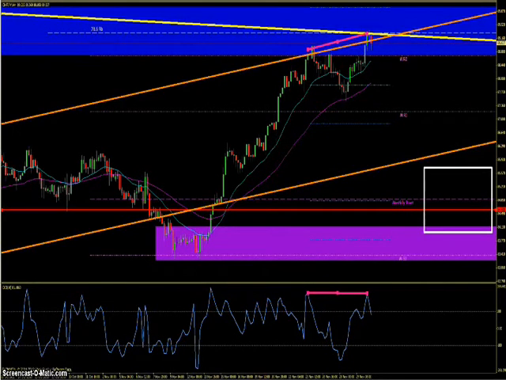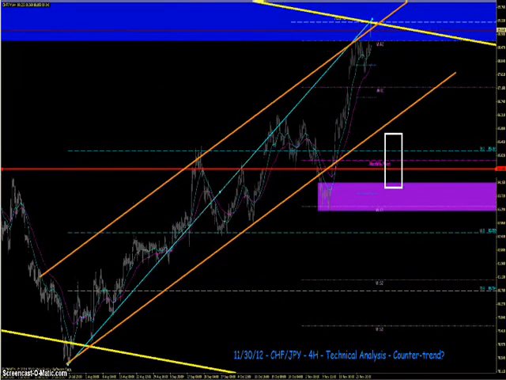So I'm going to scrunch up this 4-hour chart a little bit more because there's something I want to draw in here that I think is going to be pretty important. This is the same 4-hour chart, but we kind of scrunched it up a little bit, and we see that daily channel we drew in orange.